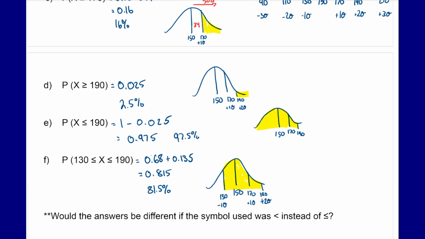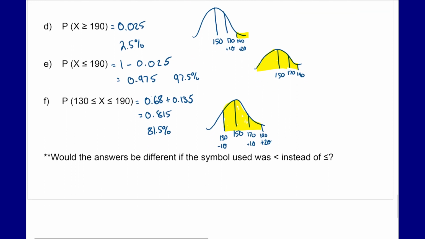Would the answers be different if the symbol used was greater than or less than, instead of less than or equal to? So would the answers be different? Right, so again, say we had the probability of a value being less than or equal to 130, or the probability of a value being less than 130. One is including the weight of 130, one doesn't include the weight.